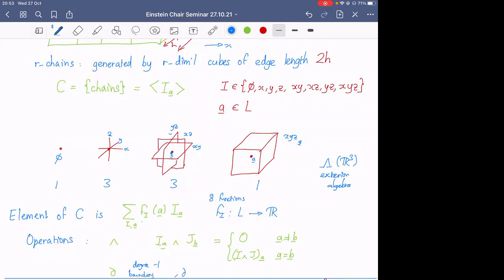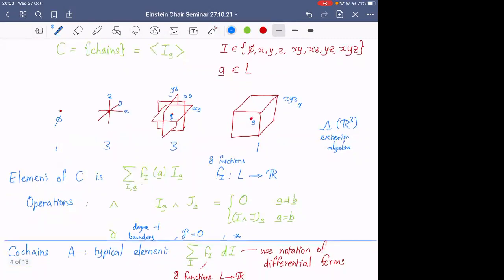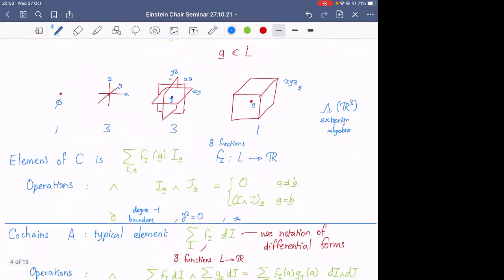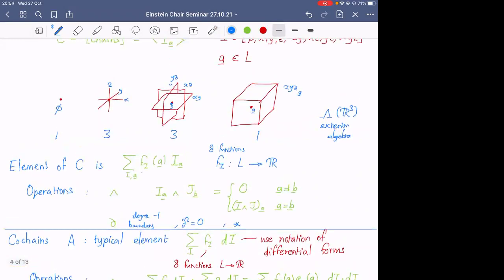If you want, you can also talk about the star operator, which is important if you want to actually write down equations or discretizations of equations. But as far as the algebra structure goes, all we have is the multiplication and the d.